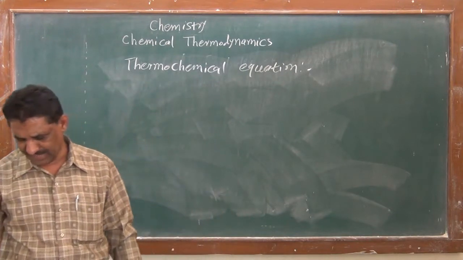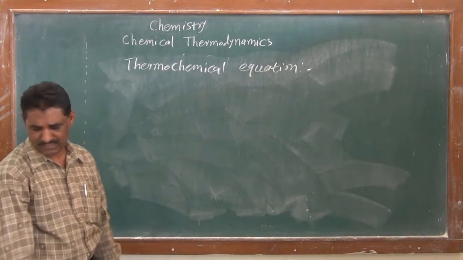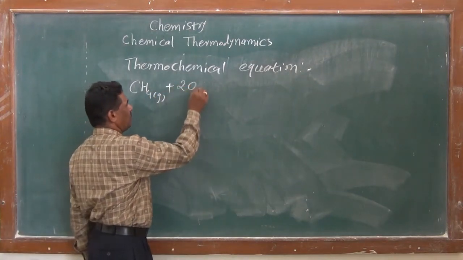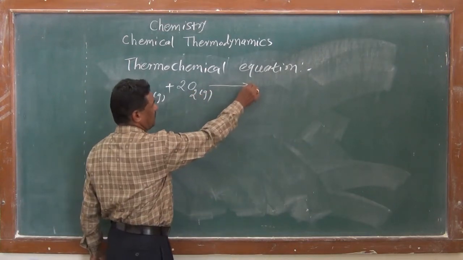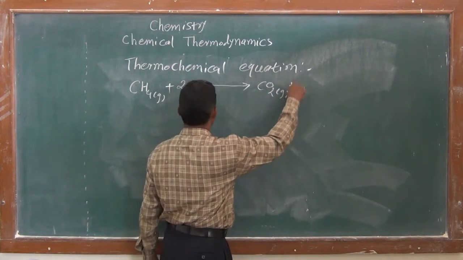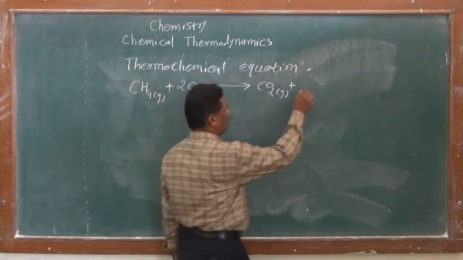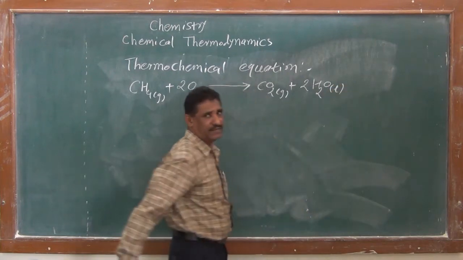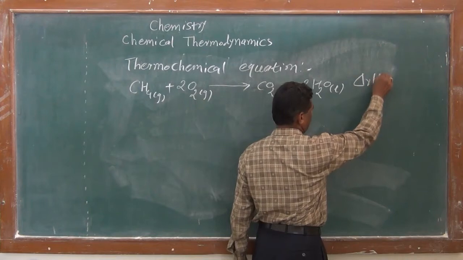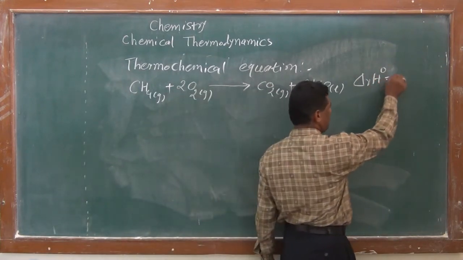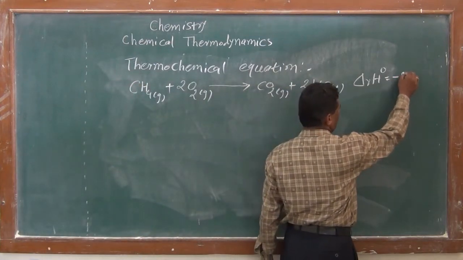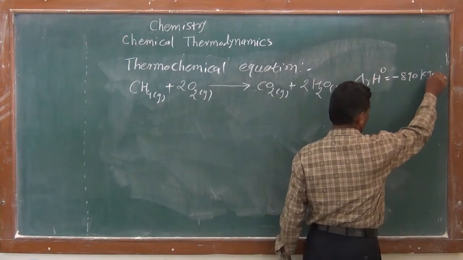Consider a thermochemical equation, and the example is methane gas, CH4 gas, plus O2 gas gives CO2 gas plus twice H2O liquid, and delta RH0, the standard enthalpy of reaction, is equal to minus 890 kilojoules per mole.